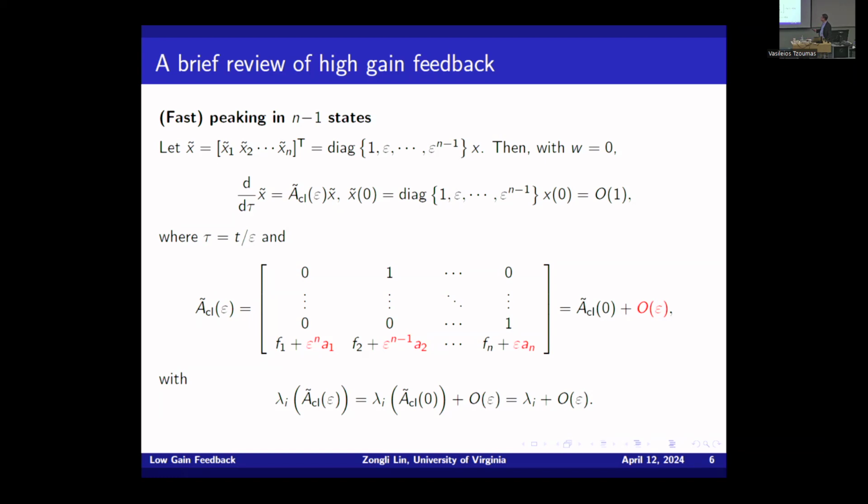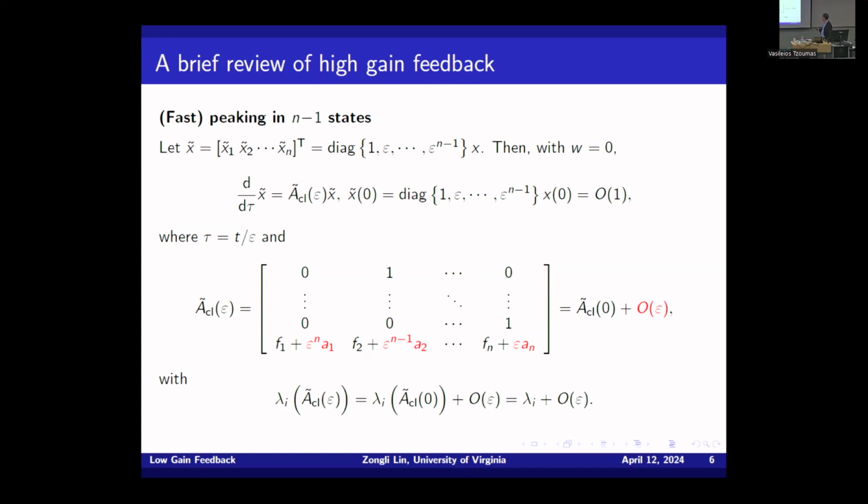And I put a word here, because the word peaking was created by Sussmann and Kokotovic. And I emphasize this is fast peaking, because later you will see when we're doing low-gain feedback, there will be peaking as well. And then we have slow peaking. But why is there fast peaking here?